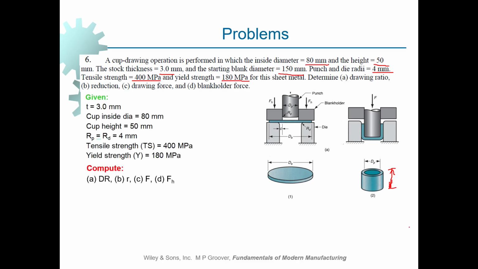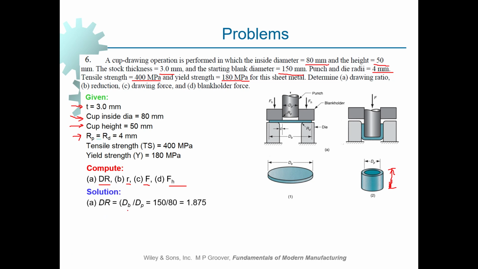We're summarizing what is provided to us. Cup inside diameter or punch diameter is given, thickness of the sheet metal, cup height is given, radius of the punch and radius of the die are equal, and that is equal to 4 millimeters. Tensile strength is given, yield strength is given, and we are to compute drawing ratio, reduction, force of drawing, and force of blank holding. By making use of the equations that we have on the equation sheet, we can easily compute.